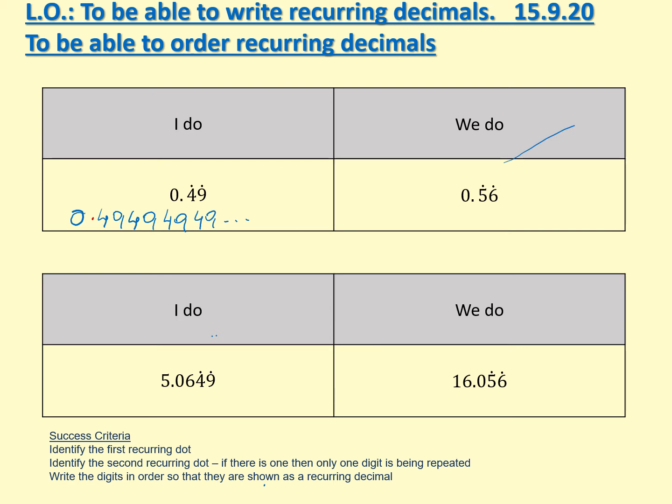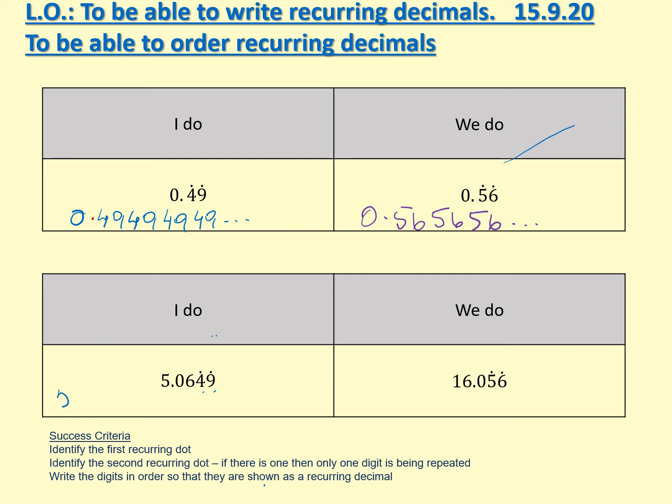Okay, so you should have now 0.565656. If you've got this decimal right, well done. Now let's have a look at the next one, which is slightly different. So again, make sure you identify the first dot and the second. Copy everything which is before it in the same way as it is.